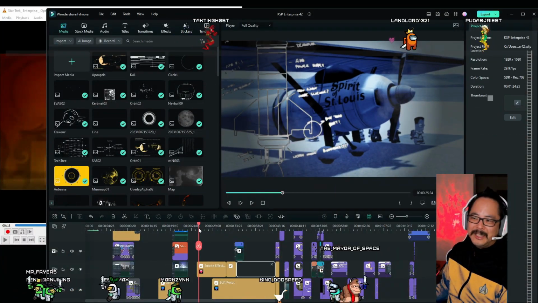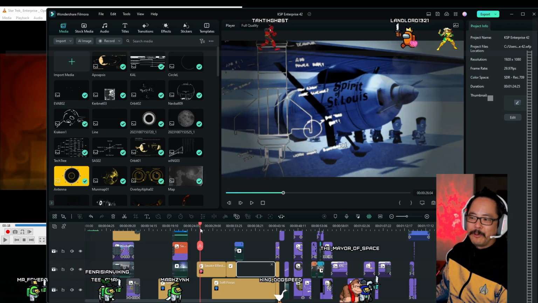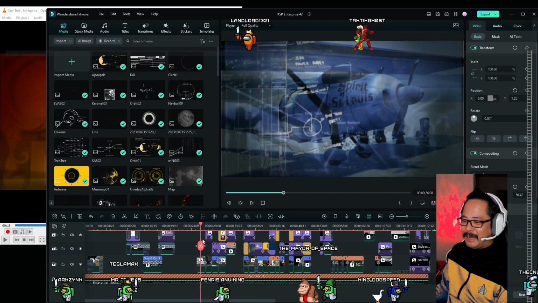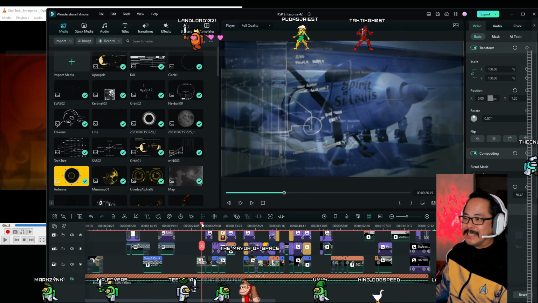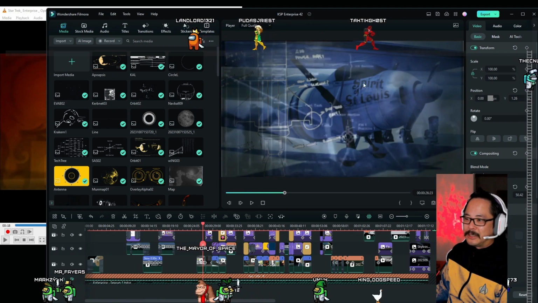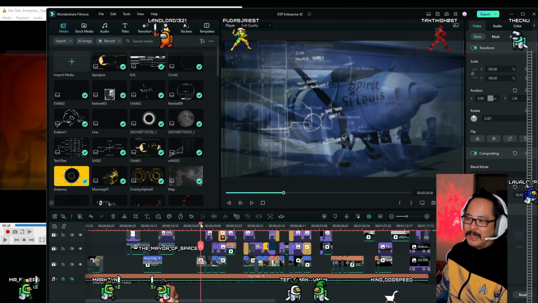So for these scenes, I also matched the camera shake frame by frame. You can see that I made it so the camera shakes exactly in the same way that the original does. So when you look at the printed logo of the Spirit of St. Louis, it shakes in the exact same way.